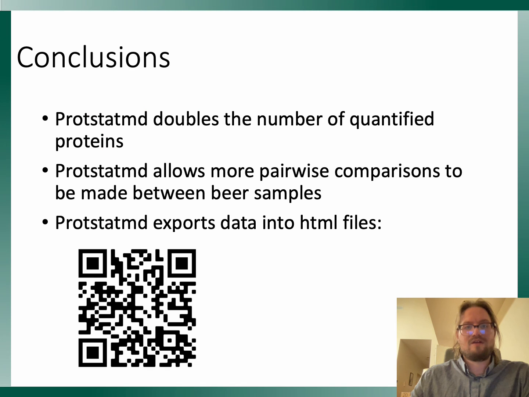In conclusion, using peptide spectral counts doubles the number of quantified proteins compared to area under the curve, which allows more pairwise comparisons to be made between beer samples. And finally, ProtStatMD exports data into HTML files, which can be found by scanning this QR code. And these HTML files, again, are interactive.